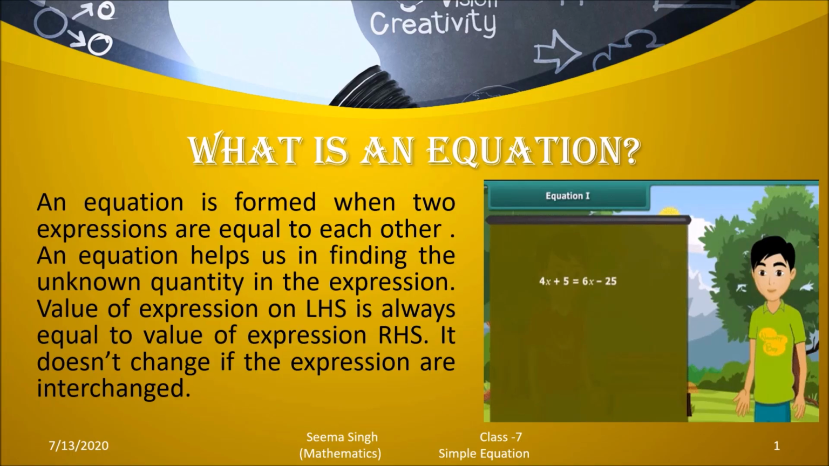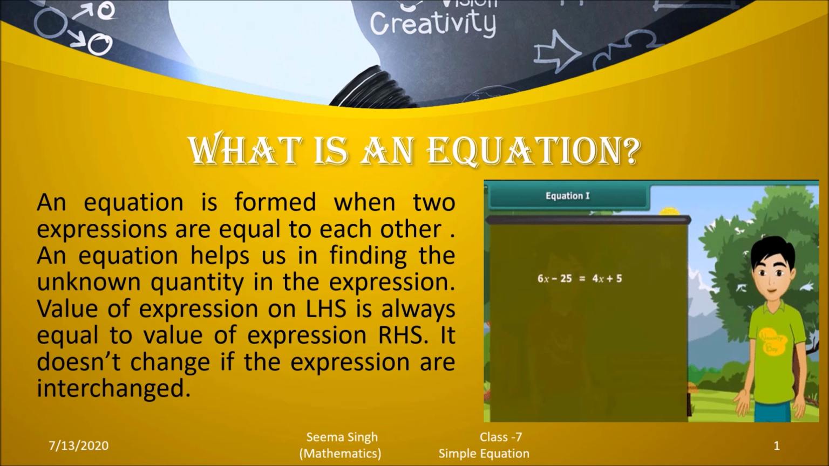So now let's try to understand what is an equation. An equation is formed when two expressions are equal to each other. Whenever we have any expressions and have an equal sign between them, then we term it as an equation. In the picture you can see we have two expressions: 4x plus 5 is equal to 6x minus 25. So this expression is having an equal sign in between. So it is an equation.